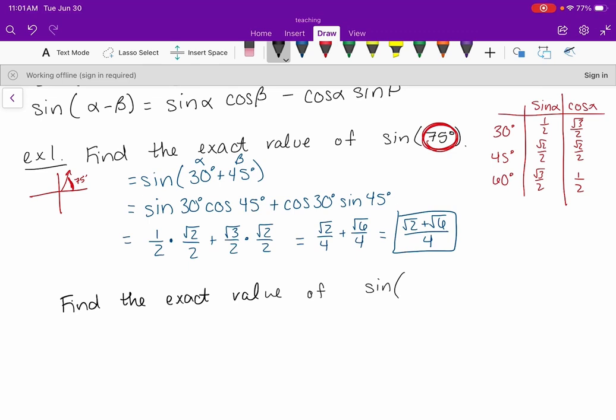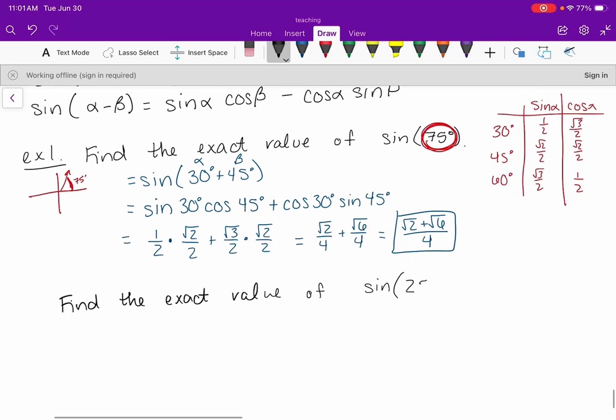Trying to think of one that would be good. We can do 255.